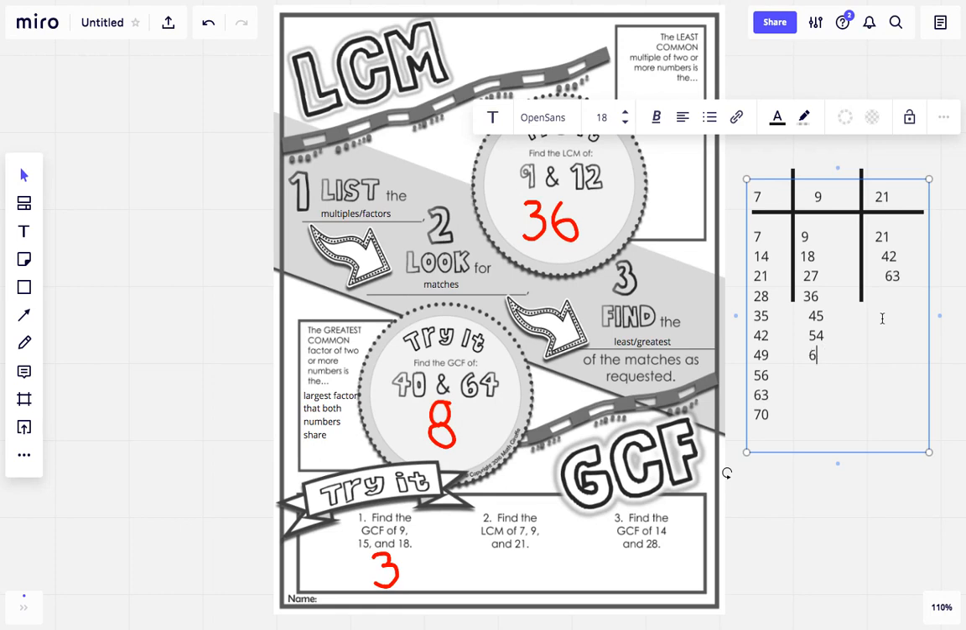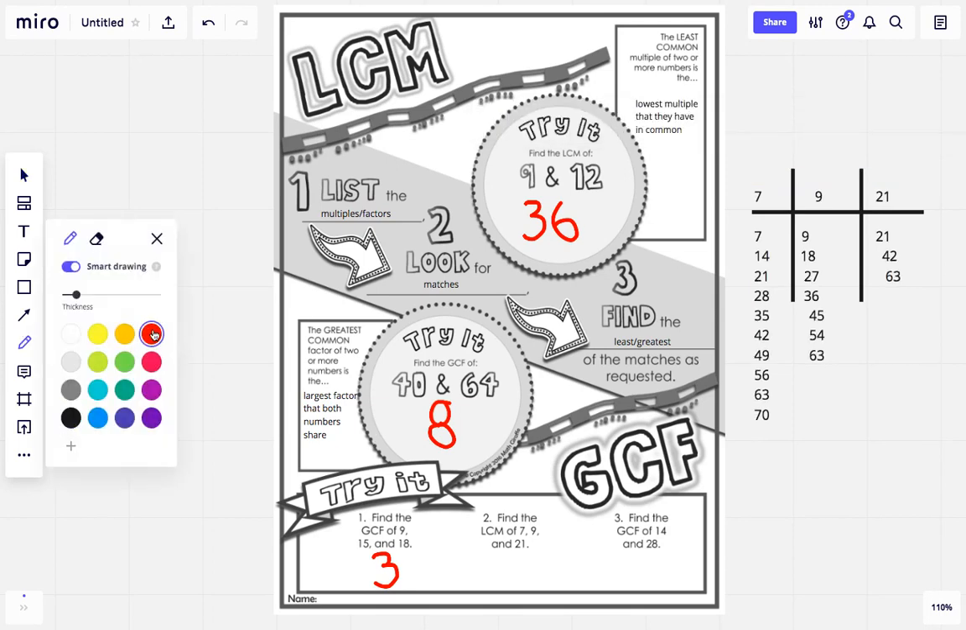9 times 7, 63. Wait a second. 63. That sounds familiar. We have a 63 in our 7 column. We have a 63 in our 9 column. And we have a 63 in our 21 column. So that tells us that the least common multiple of 7, 9, and 21 is 63.